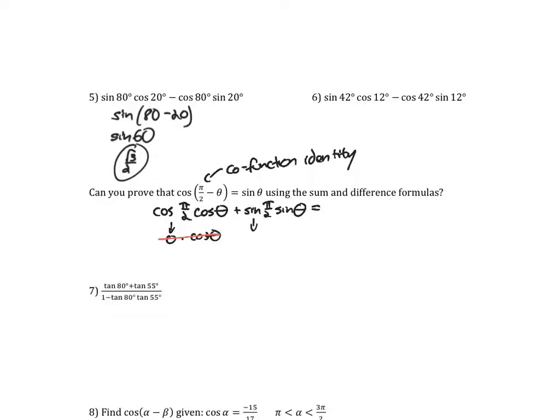Sine of pi over 2, which is just 1, times sine of theta. So I'm just left with sine of theta equals sine of theta. And I proved it using my cosine difference identity. Okay, so you can see how this is useful as well.